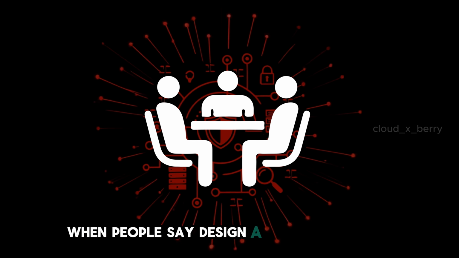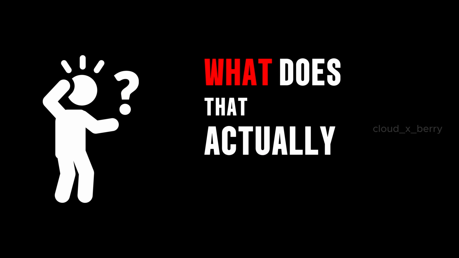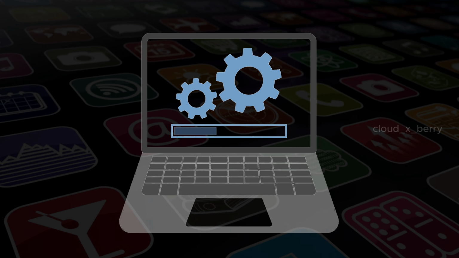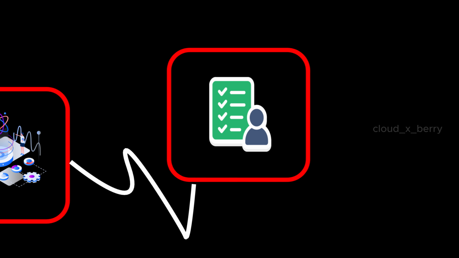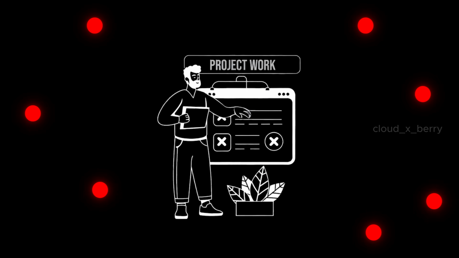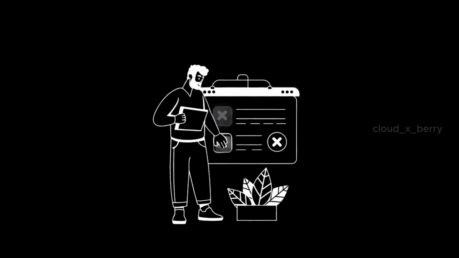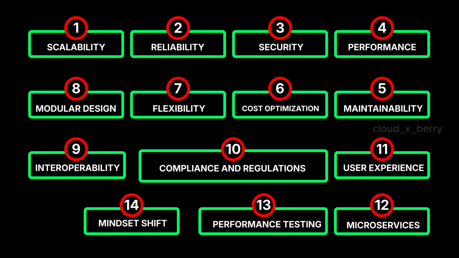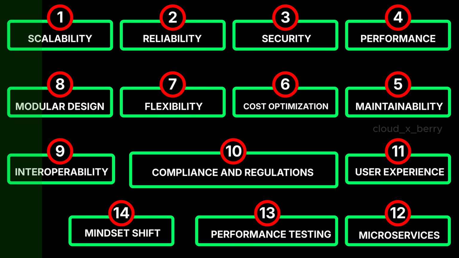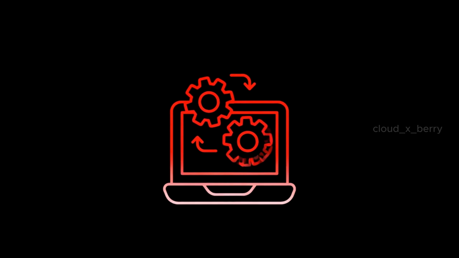When people say design a system properly, what does that actually mean? Because in real projects, things don't stay the same. Users grow, data increases, requirements change, and suddenly what worked before starts breaking. That's exactly why design principles matter. Not as theory, but as a way to think clearly when systems get complicated.